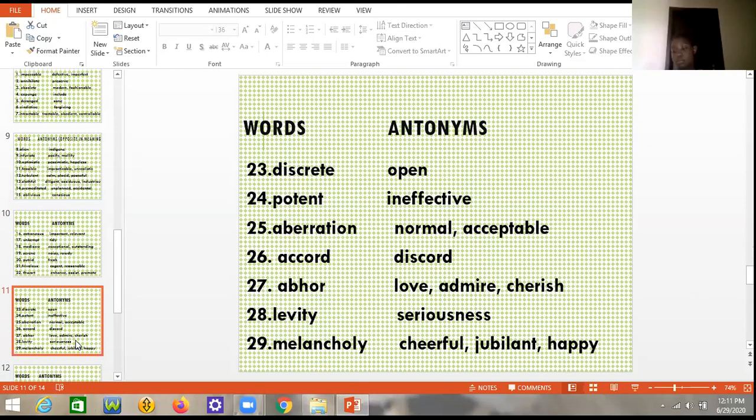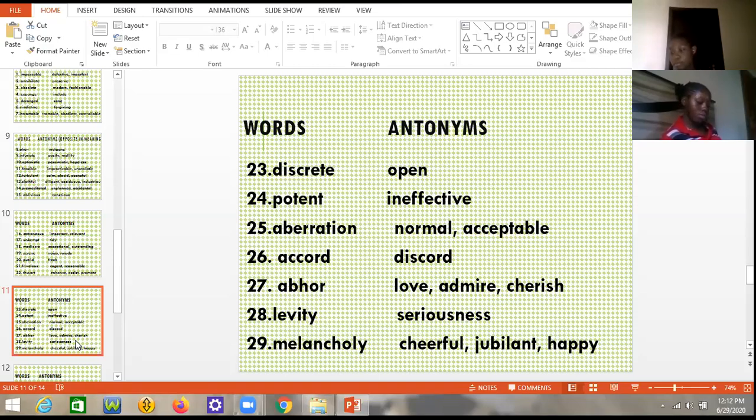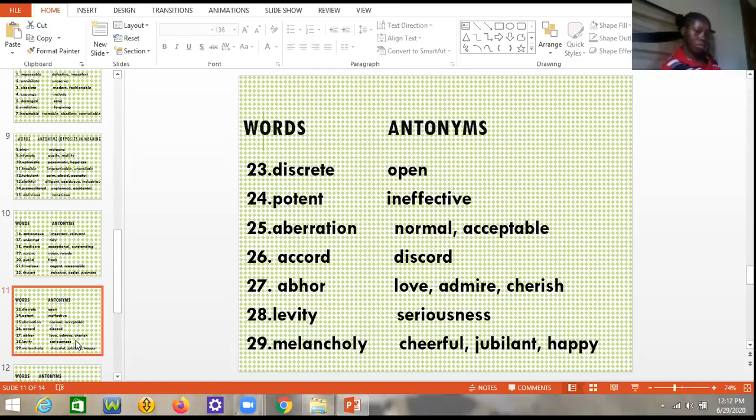Discreet. To do something discreetly, secretly. So the opposite is what? Open. Potent. Potent means what? To have effect. So the opposite of potent is what? Ineffective. Aberration. We say aberration is abnormal. So the opposite will be what? Normal, acceptable. Accord, we say is agreement, harmony. So the opposite is what? Discord.